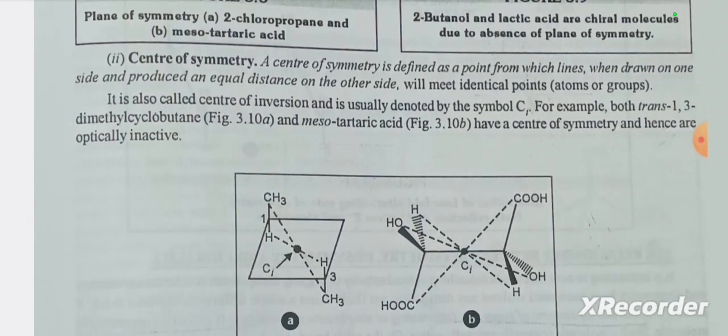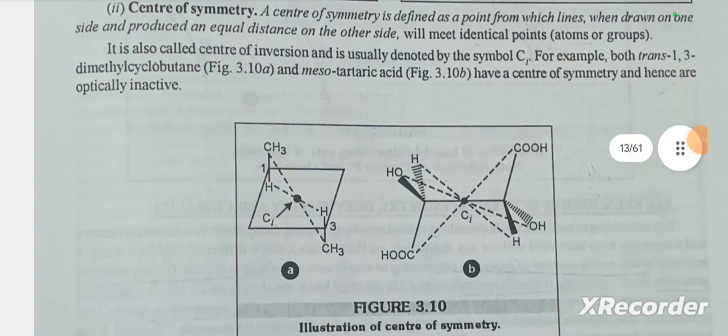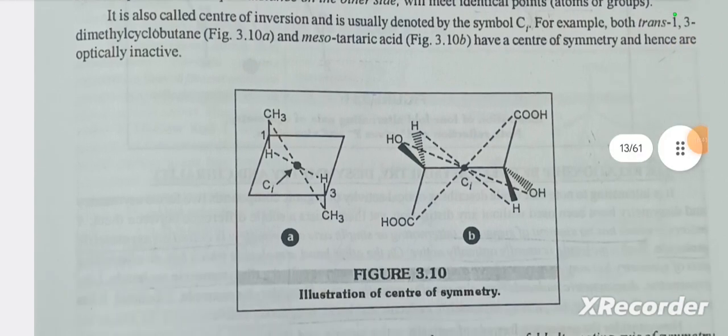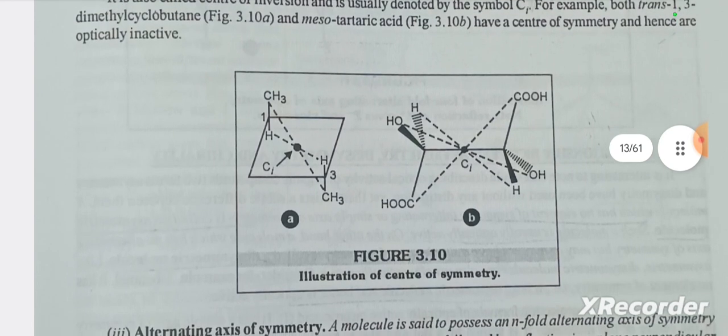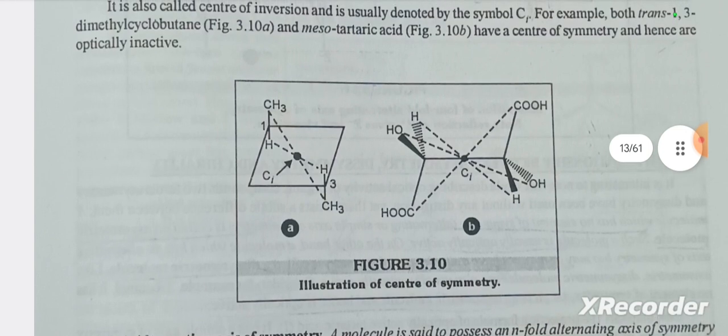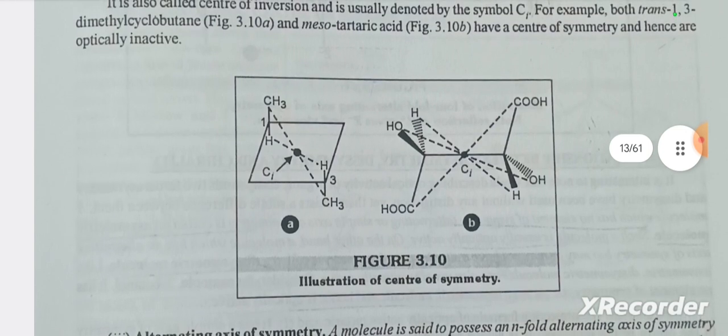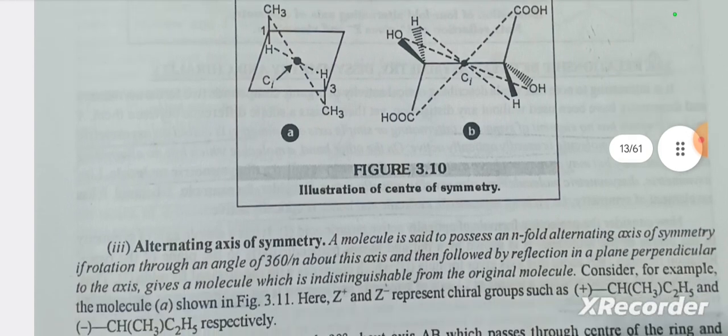A center of symmetry is defined as a point from which lines, when drawn on one side and produced an equal distance on the other side, will meet identical points. It is also called center of inversion and is usually denoted by Ci. Both examples are trans-1,3-dimethyl cyclobutane and meso-tartaric acid. They have a center of symmetry and hence are optically inactive.